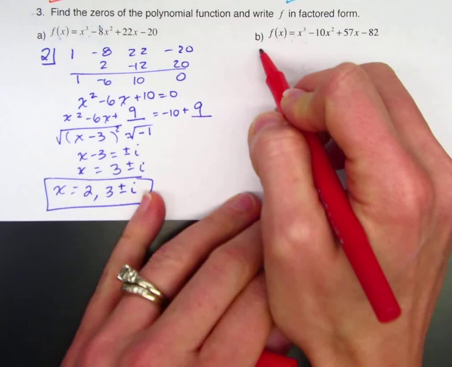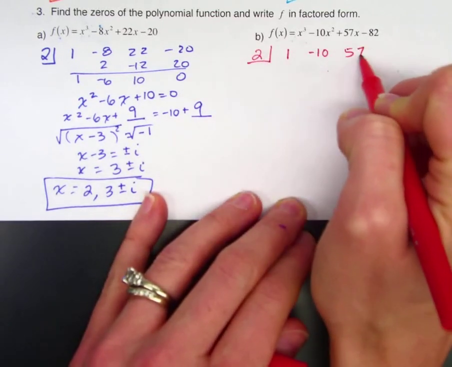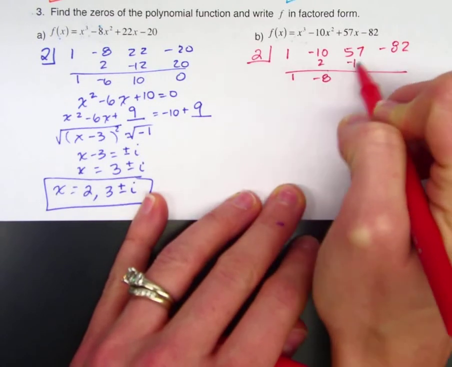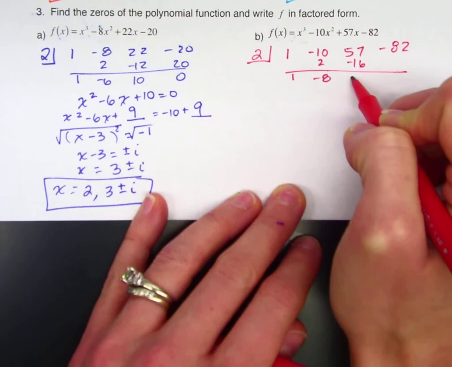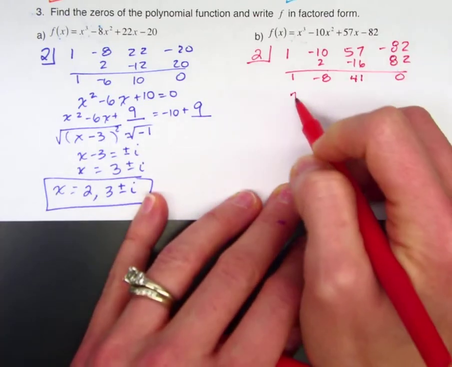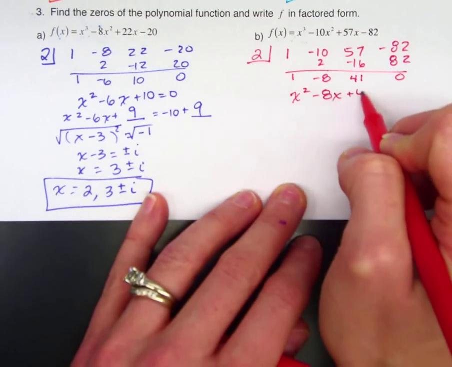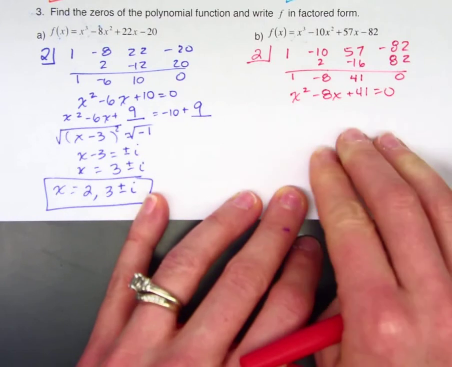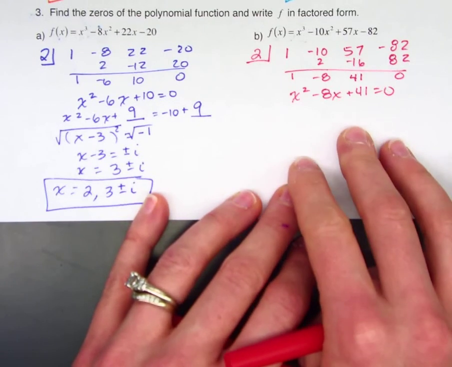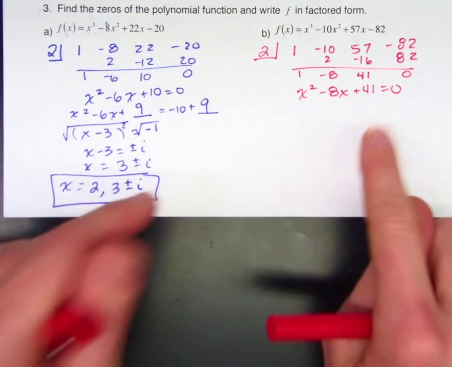So we have 2, and then 1, negative 10, 57, negative 82. So we get 1, 2, negative 8, negative 16, and then positive 41, positive 82, 0. So we have x squared minus 8x plus 41 equals 0. Now again, I actually prefer to do completing the square. I'm going to go ahead and do the quadratic formula though, just to take you through an example of that so you can see the 2 go-to methods for this type of problem.